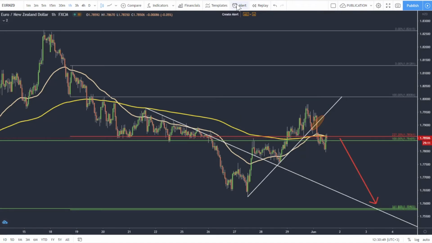Hope you had a great weekend, and we will go on with the idea for this week. It will be based on the euro versus New Zealand dollar currency pair. I would like to get back to our previous idea, which was New Zealand Swiss franc first.